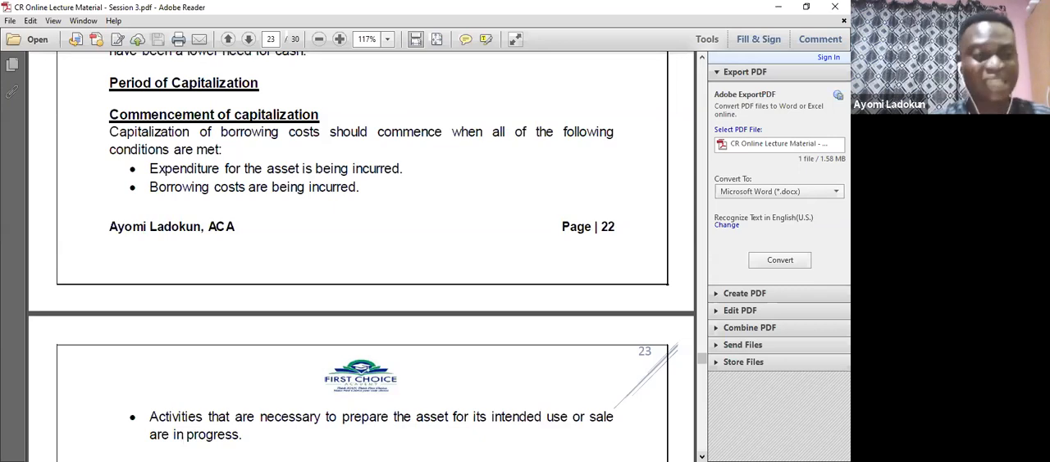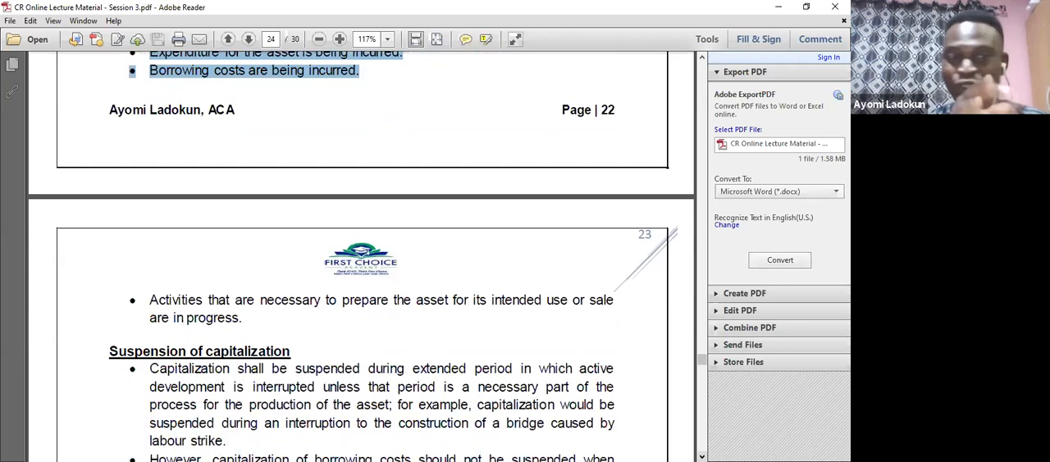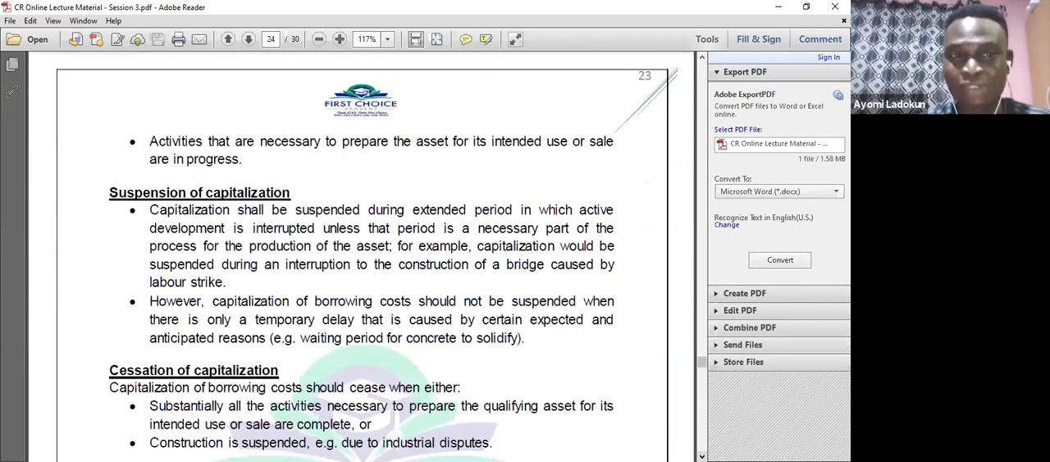Can you see now? That's how the examiner disturbs students. You need to understand this. It's as simple as that. Then number three, all activities necessary to prepare the asset for intended use or sale are in progress or they have started. But I'm sure the examiner will always play around these very first two conditions. So in case the examiner asks you to explain the period of capitalization, that's how you start, and that's what you do for the examiner. So you need to understand those three points properly.